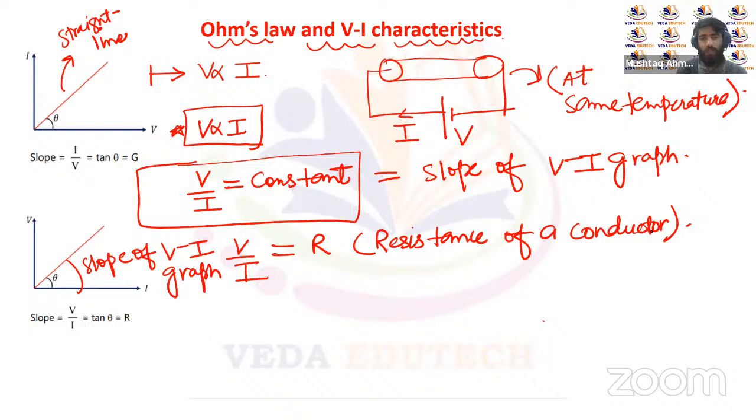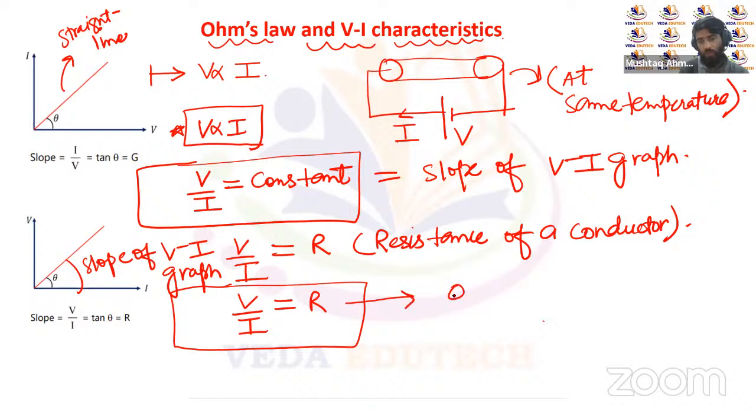So Ohm's law is nothing but V by I is constant, that's equal to R. This equation is what we call Ohm's law, right? And previously we discussed the microscopic form of Ohm's law as well. So this R is the resistance.